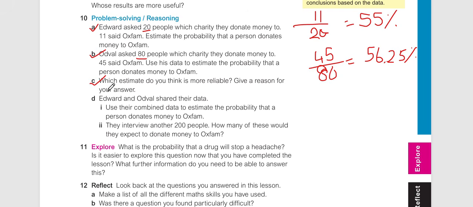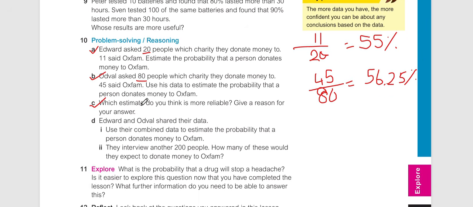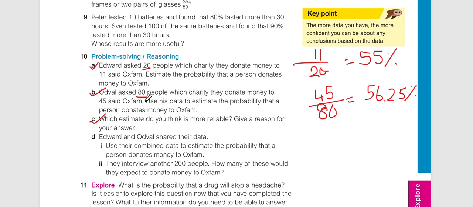Now in part C they are asking which estimate you think is more reliable. Give a reason for your answer. So which one are you preferring? Odwell's. Why? Because he has more data. Because he has asked 80 people, so it gives you the confidence to make your conclusions based on this data. So the more data you have, the more confident you are, right?